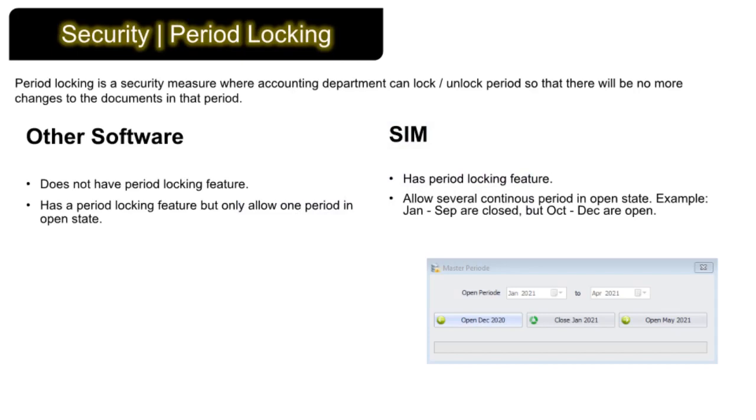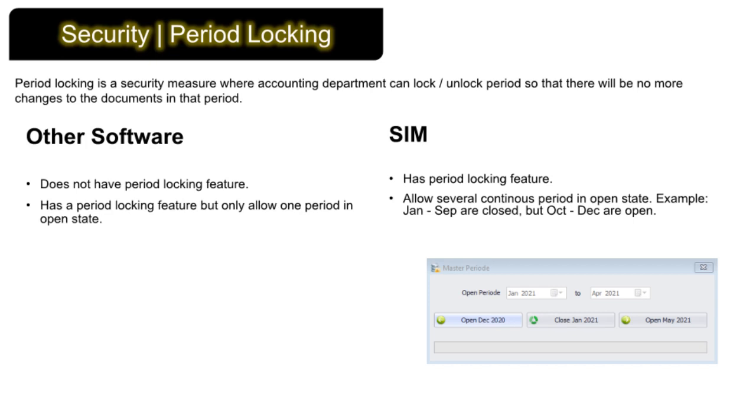While document locking locks a document, period locking will lock a period or a month in SIM. Once a month is locked, then users cannot enter or modify documents that have a document date in that month. In SIM, opening and closing periods is done via the master period menu. You can allow several continuous months as an open period, but it is a best practice to keep the open period minimal.